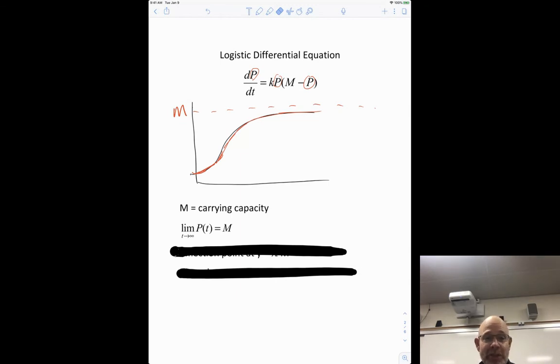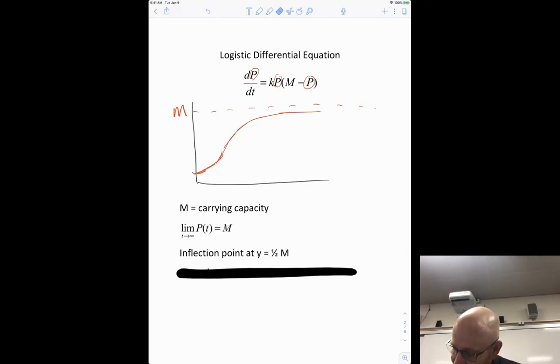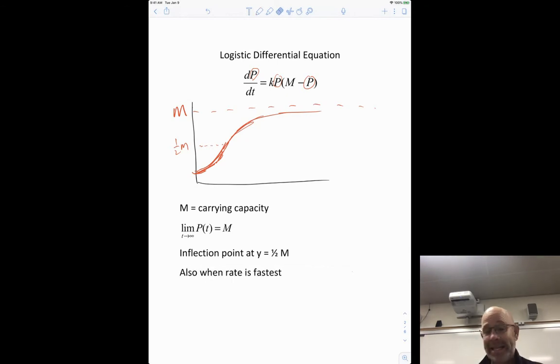Notice my picture is showing that also, right? As we get closer and closer to infinity, my population approaches M. It's called the carrying capacity. Another thing you need to know is that there is an inflection point, because this thing did go from concave up, notice, to concave down. So there's an inflection point. That inflection point always occurs at half of the carrying capacity. It's also the time at which the rate is the fastest.